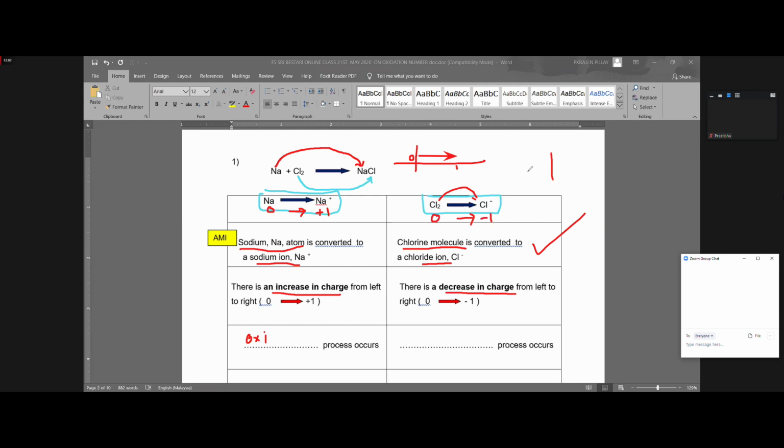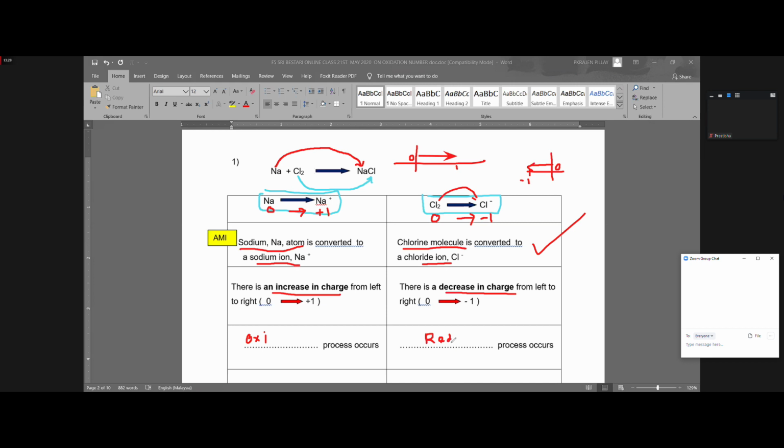So now you learn in maths. 0 here and then -1 is here. Correct? You're going to the left, although the arrow is showing the right, isn't it? But you see the charge. 0 to -1. As long as the charge goes to the left, 0 to -1 or 0 to -2, all of that, that is reduction. Okay, so reduction is a decrease in charge. Can you see that? So write the word here, reduction process.